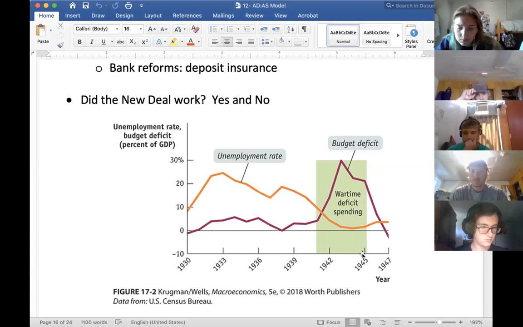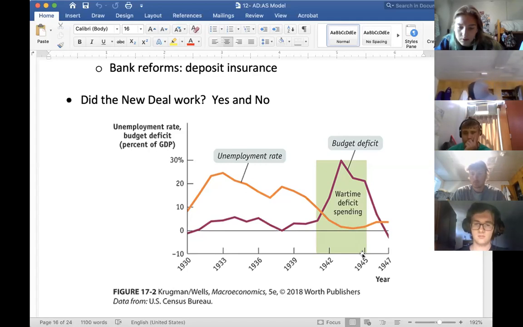And so while the New Deal kind of stopped the bleeding and it did reduce unemployment, you'll notice here that unemployment was still above 10% all the way out to 1941. So the economy recovered very, very slowly. And you also know that a lot of the New Deal spending kind of disappeared in 1937, 38. So the New Deal helped, but it didn't end the problem.